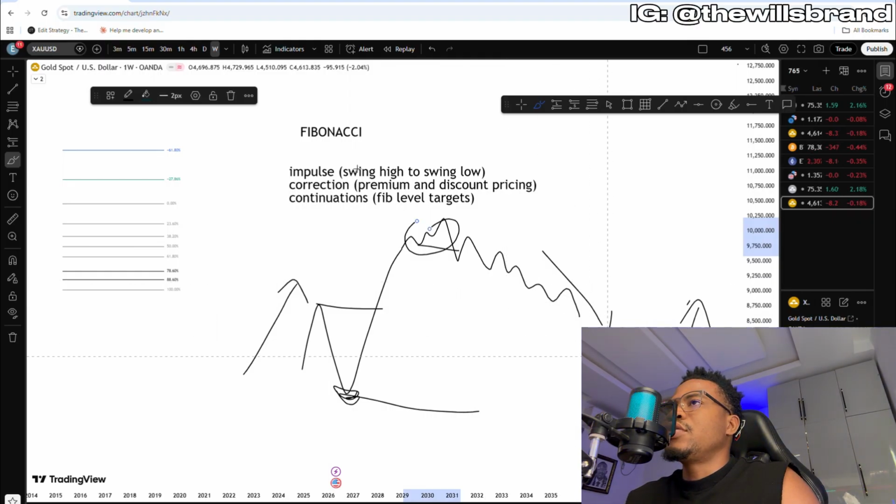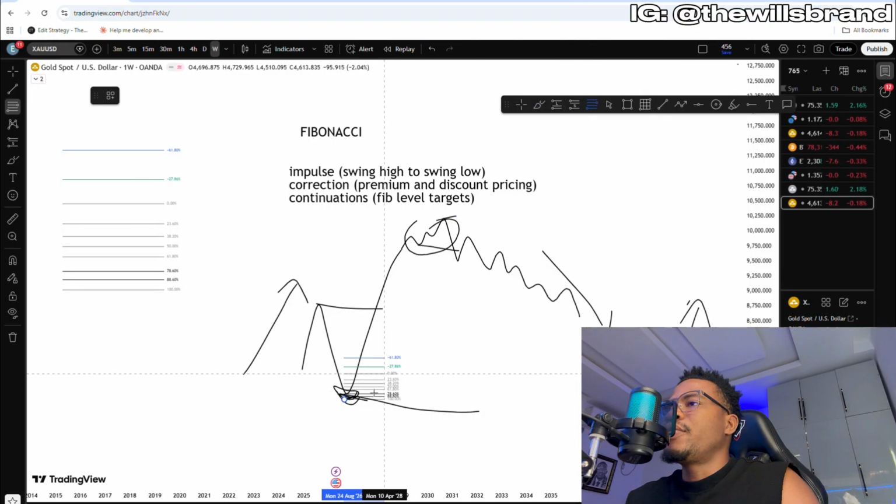Then it starts correcting. Now, to mark our fib tool, we usually take it for the impulse. We mark it on the impulse. We take it from the swing low to the swing high. Now, if I want to mark this fib tool here, I'm going to take it from this way.